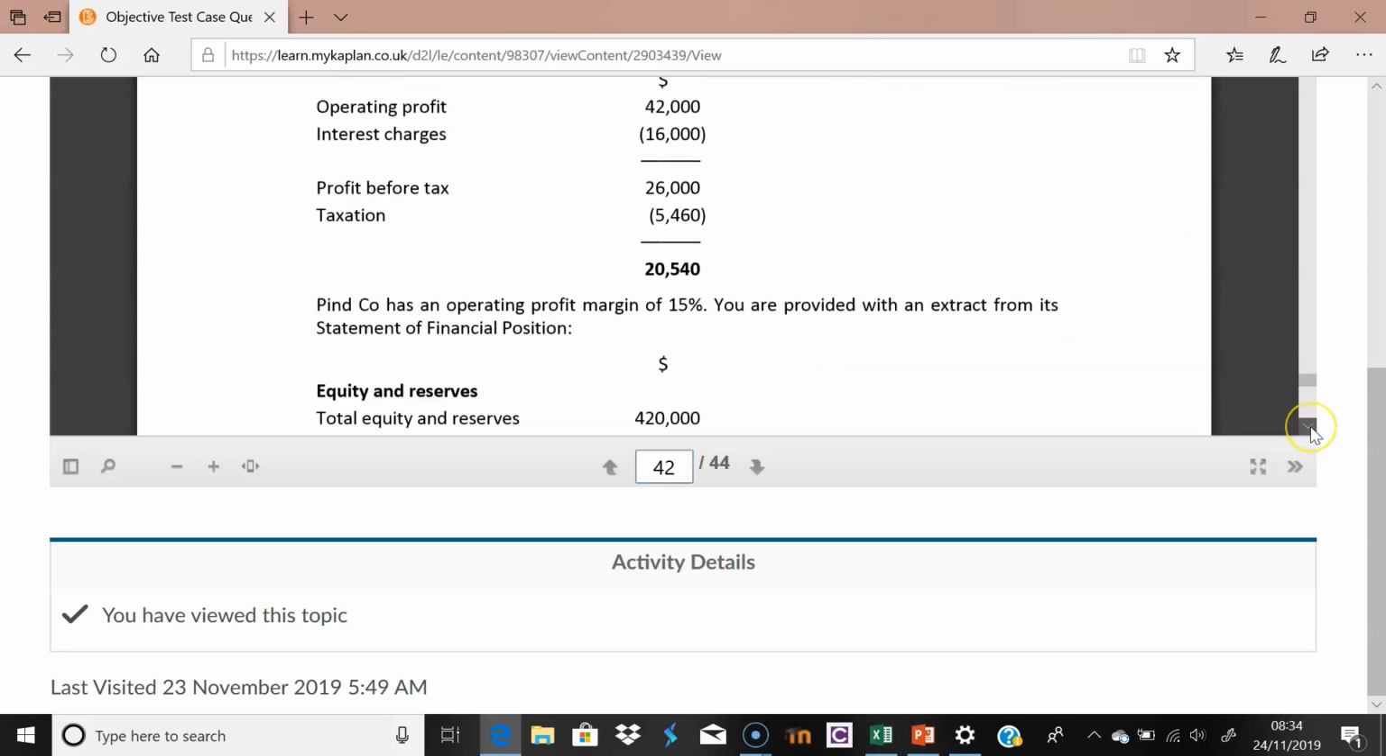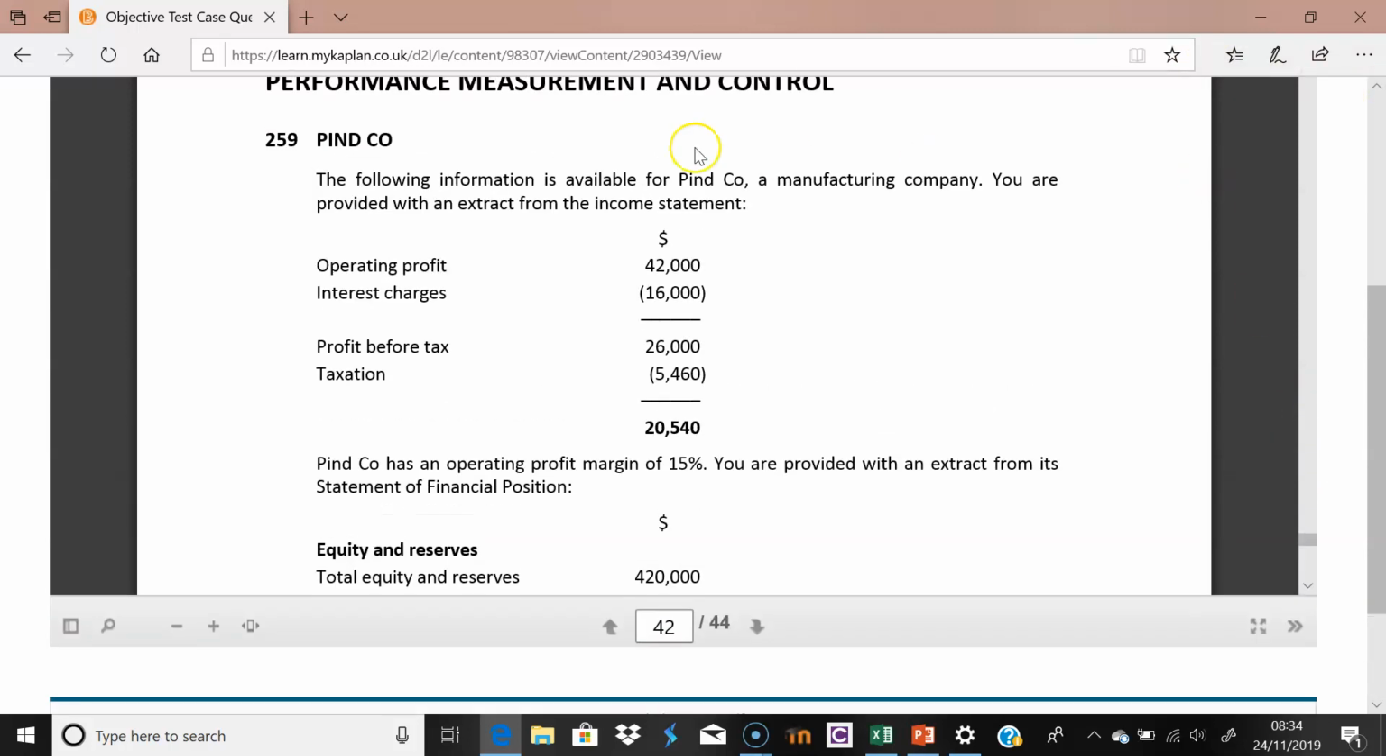This is the information. So I think the first question is about the interest cover. I mean, this is pretty straightforward. The interest cover pretty much is how many times operating profit will cover interest charges. So we're literally dividing the 42,000 by the 16,000, and we have 2.656. So we know the answer here is 2.656. And then it asks us to do the gearing.